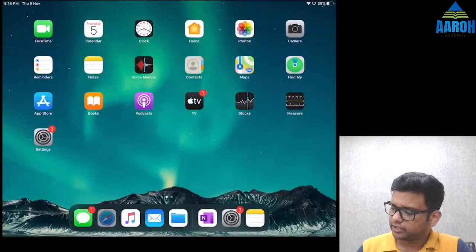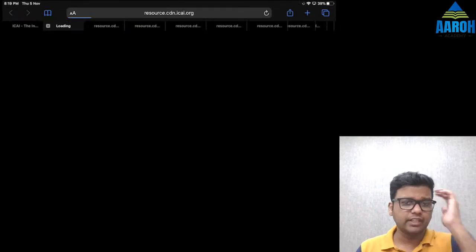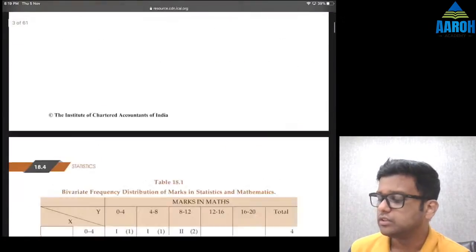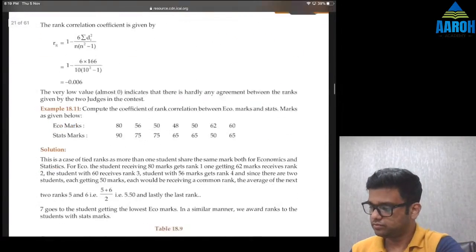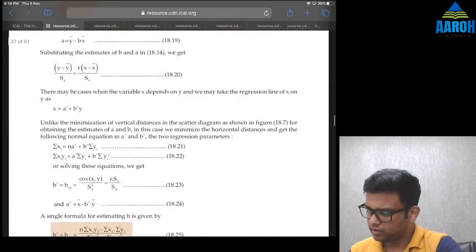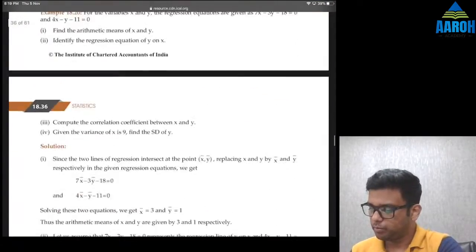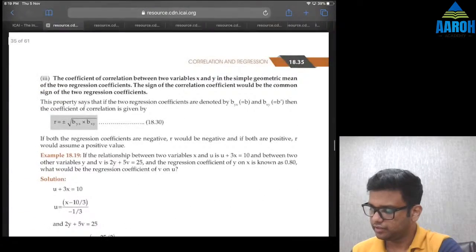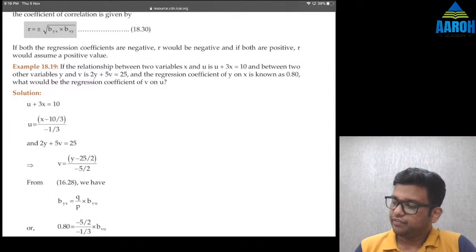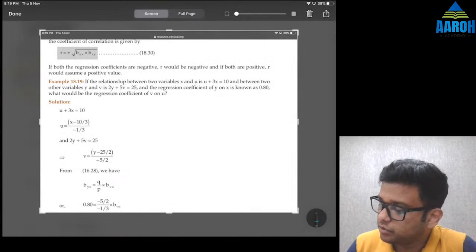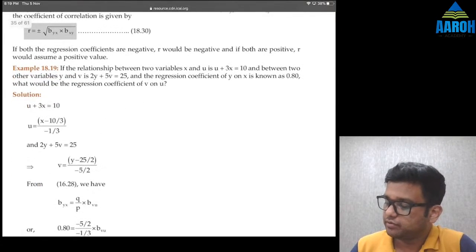Let's take a question from module itself. Correlation and regression. I think there is one in solved, there is one in exercise also. So let's take solved one first. Understand very carefully now. You can see by yourself also, page number 18.35.